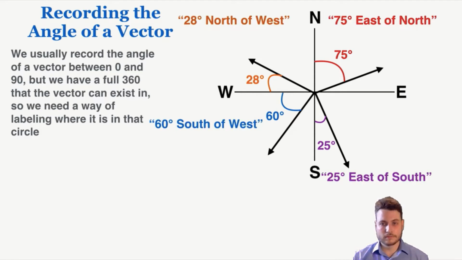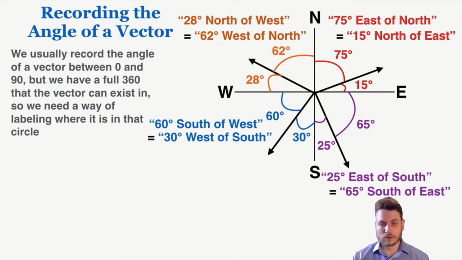Okay, here they are. You might have noticed that we can actually describe the angle of any vector in both ways, because we know that, for example, 75 degrees east of north, if you go 15 degrees further, you're going to hit the eastern mark. So that means it's also 15 degrees north of east. So if you want to flip the order of the words, you can actually just subtract your angle from 90, and the result will be the other angle when you have the words flipped. So 28 degrees north of west, if we subtract 28 from 90, we get 62. So 28 degrees north of west is equal to 62 degrees west of north.